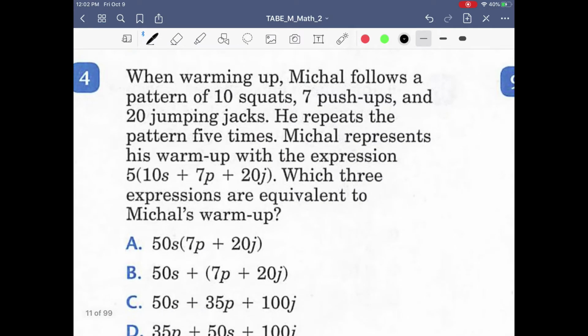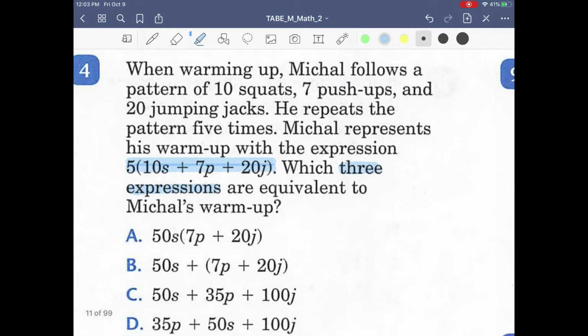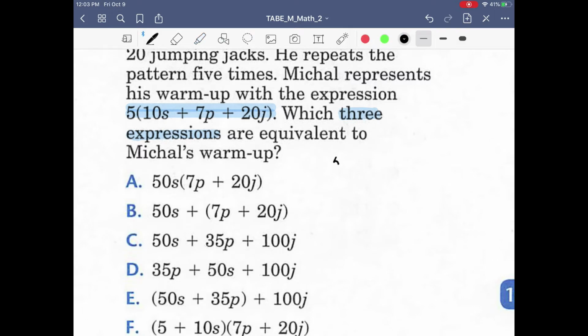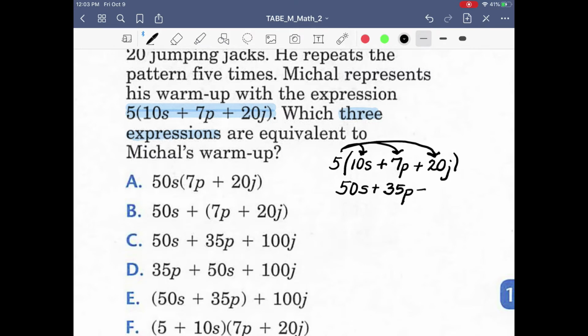Number 4. When warming up, Michael follows a pattern of 10 squats, 7 push-ups, and 20 jumping jacks. He repeats the pattern 5 times. Michael represents his warm-up with the expression. Which 3 expressions are equivalent to Michael's warm-up? So we are looking for expressions that are equal to this one. So the first thing I'm going to do is take the expression that Michael wrote and simplify that. Let's see if we can get a match if we simplify. So I'm going to distribute the 5. So I get 50s plus 35p plus 100j.